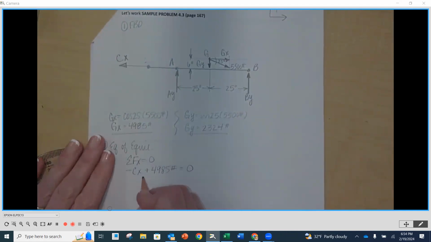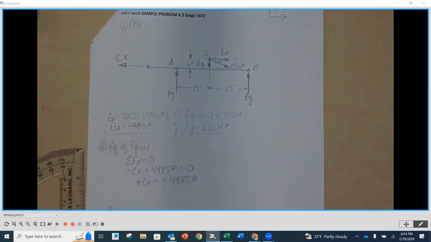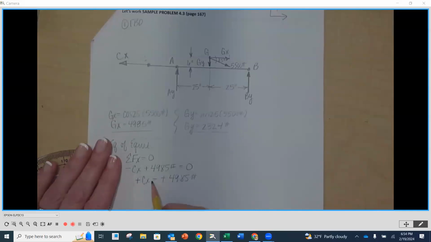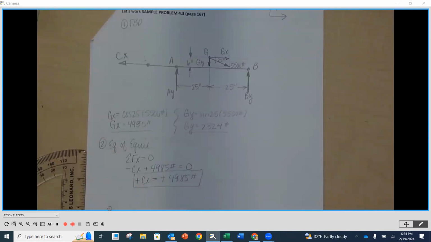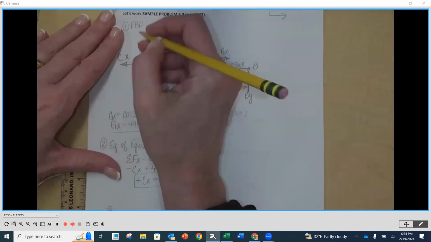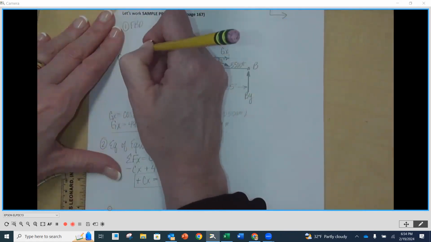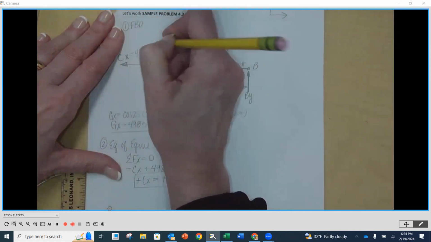So we can put that to the other side, negative CX is equal to negative 49.85 pounds. Both become positive. Remember, don't leave any negatives. I like to keep my variable on the left, so I usually will push the other on the right. If you kept the 49.85 positive and pushed the CX to the other side, that's totally fine. Okay, so we've got our CX solved for, right? We know that to be 49.85 pounds. Good.